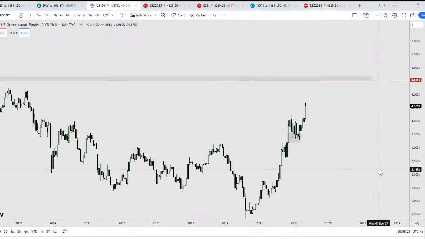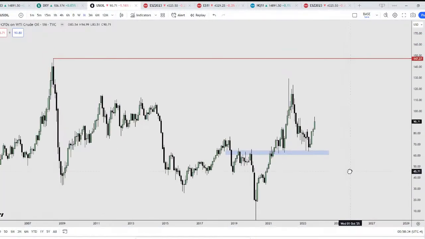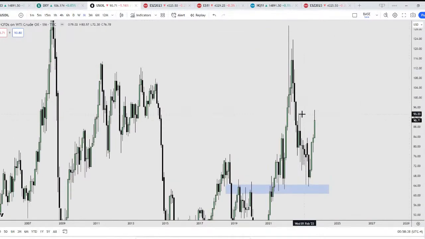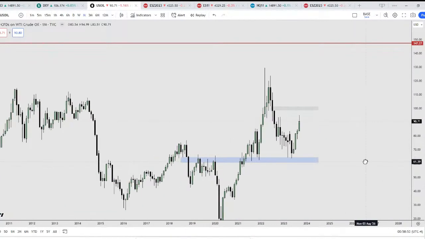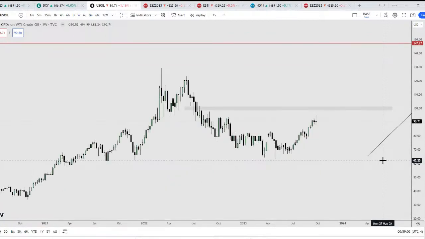Right, so let me just cover one more, US oil, just to give an update. Okay, so it has taken this liquidity here, the buy stops here. I think I want to see it overextend to this level here. We have a monthly inefficiency right here. Okay, and let's take a look at the 3 month, 1 month, and 1 week.